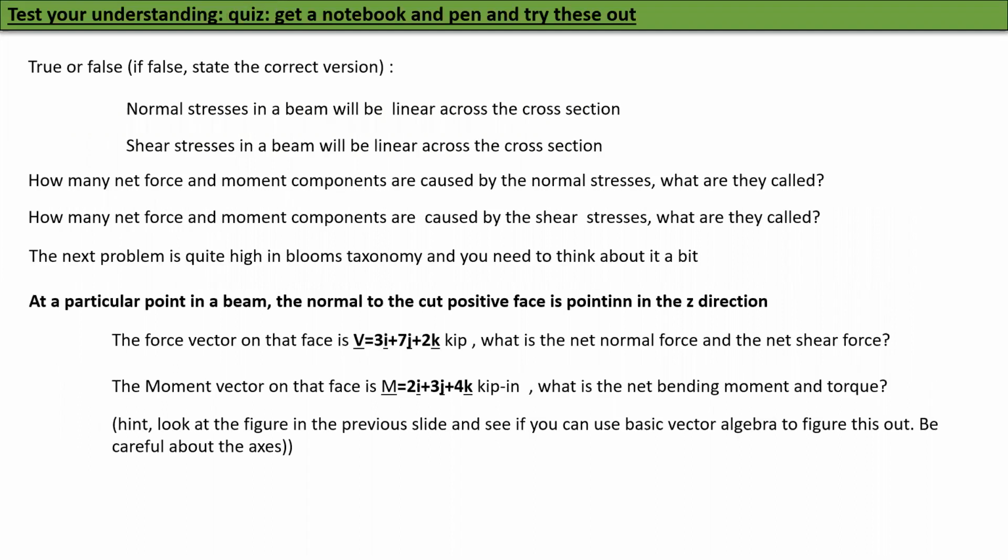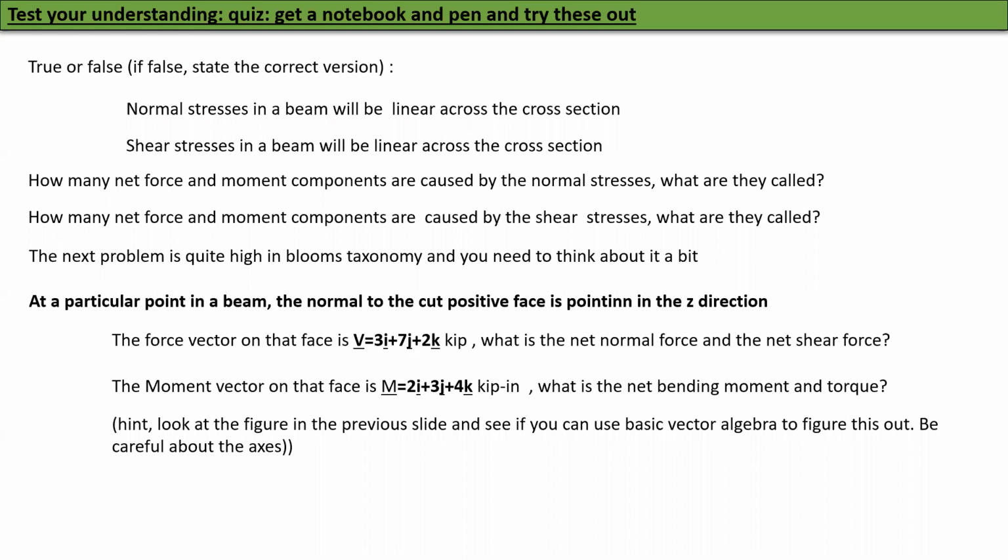Test some more. Test true or false. If it is false, state the correct version. So number one statement that I'm making is normal stresses in a beam will be linear across the cross section. True or false? Shear stresses in a beam will be linear across the cross section. True or false? How many net force and moment components are caused by the normal stresses?